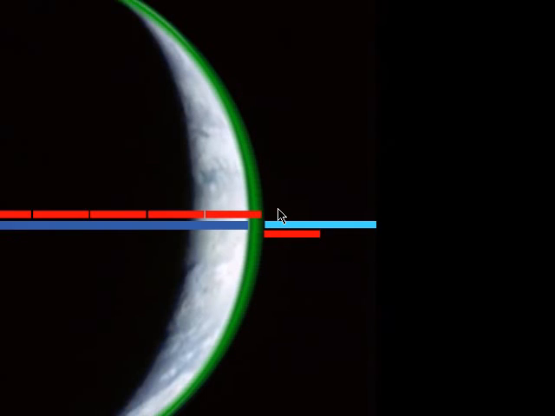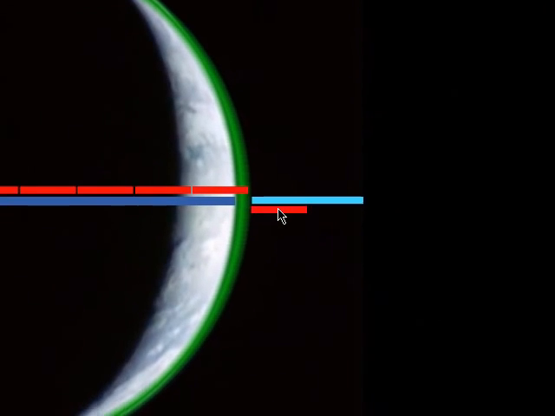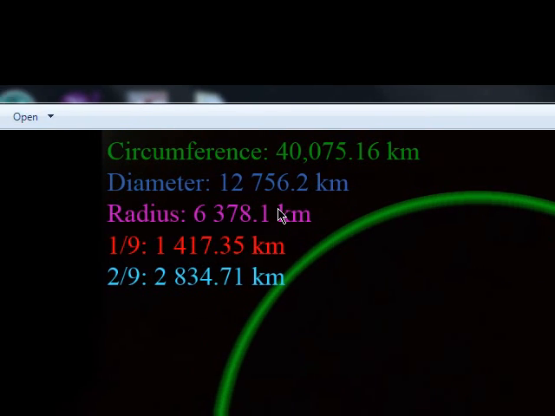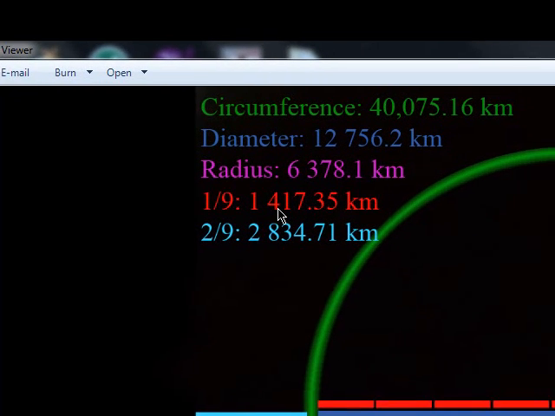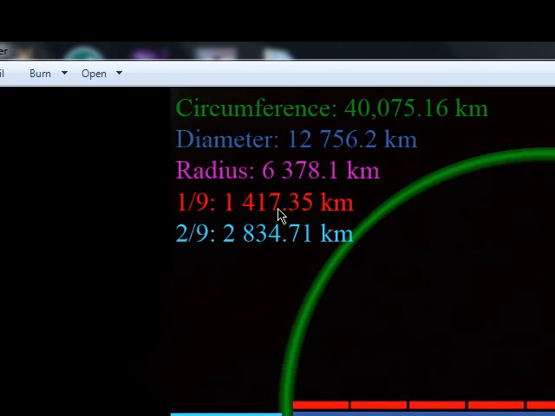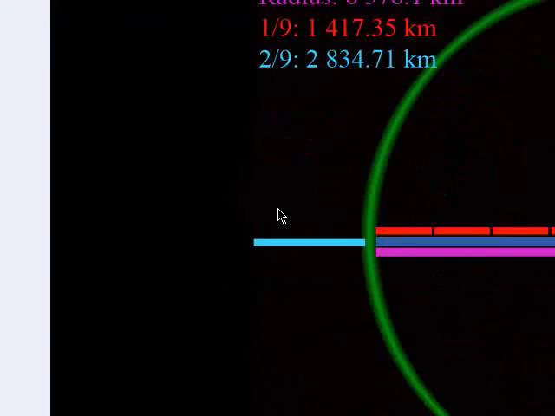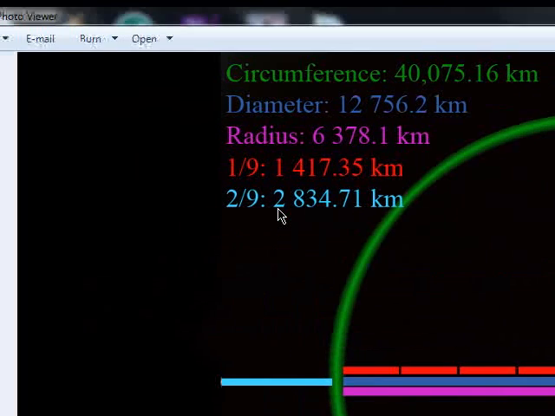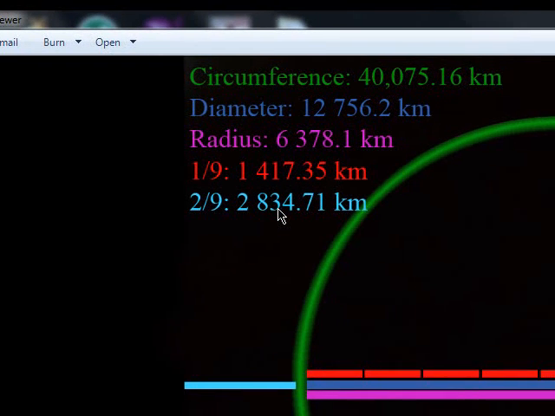Meaning, to find the distance of the blue line that's on either side, you would take the diameter of 12,000 divided by 9, which gives 1,417, times 2, because it fits 2 times across the light blue line, which is 2,834.